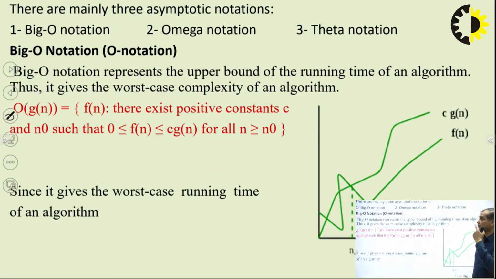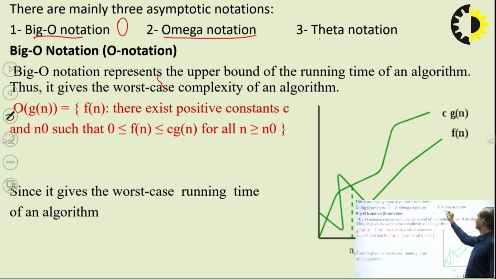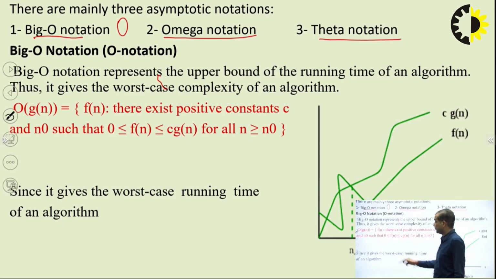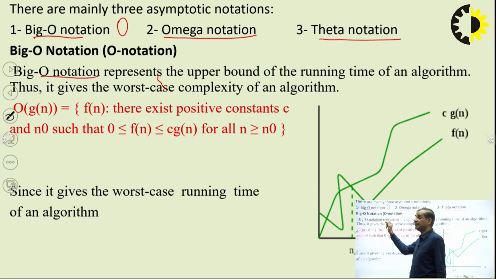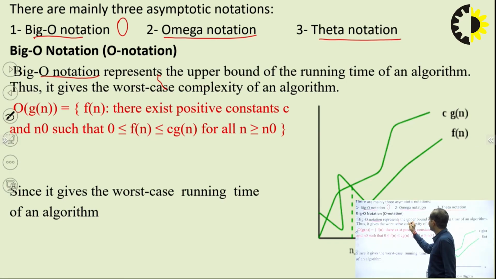What are the asymptotic notations? There are three types of notations. The first is known as big O notation, which we represent by capital O. The second one is the omega notation and the third one is the theta notation. Clear? Big O notation means we define the maximum number of steps. It defines the upper bound.